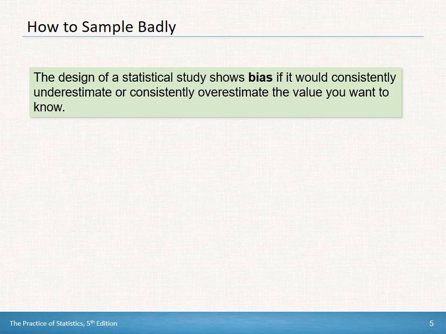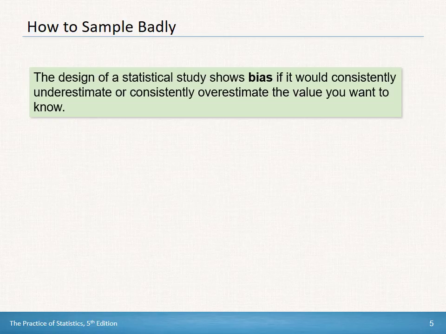Okay, the next word that you need to know is bias. Bias is important. We'll be talking about this for the whole rest of the year. So the design of a statistical study can show bias if it consistently underestimates or overestimates the value you want to know. So bias happens when you choose one of those types of sampling methods because, like I said, it's only people with strong opinions.